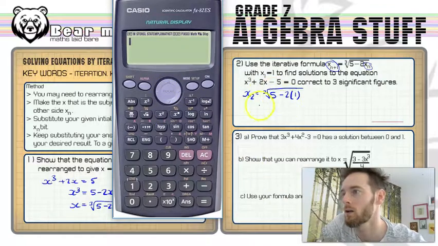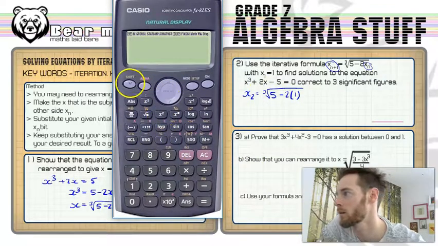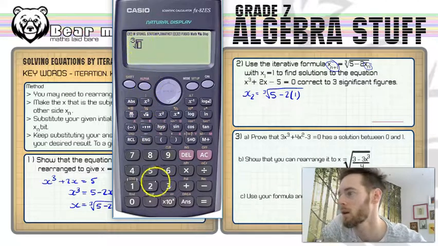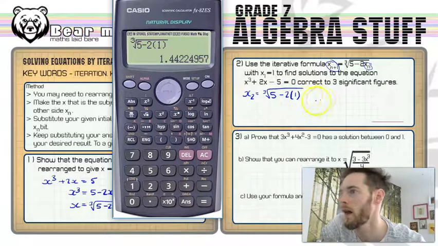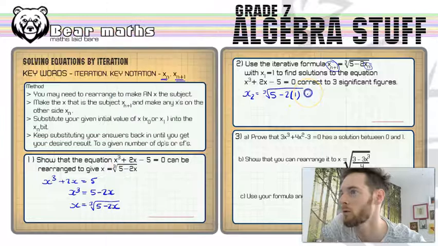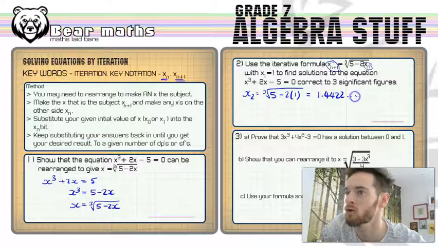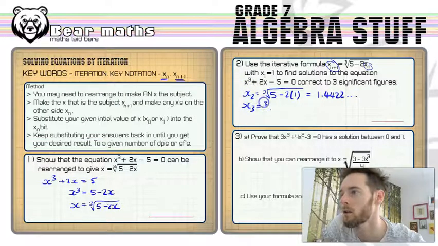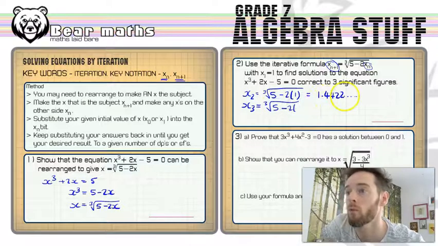All right, so I'm going to go to my calculator and I'm going to press shift. The square root button gives me this cube root function here. Then I'm going to go 5 minus 2, and then in brackets I'm going to put the 1, and then I'm going to get my answer there. That equals 1.4422. And you could show some trials here. You could show your third iteration is the cube root of 5 minus 2 multiplied by 1.4422.